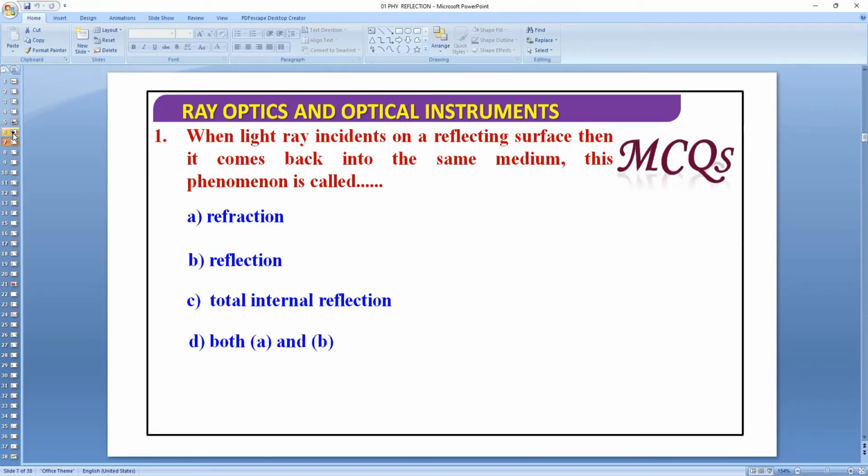There is a question for you. When a light ray is incident on the reflecting surface, then it comes back into the same medium. This phenomenon is called: option A, refraction; option B, reflection; option C, total internal reflection; option D, both A and B. The right answer is reflection.